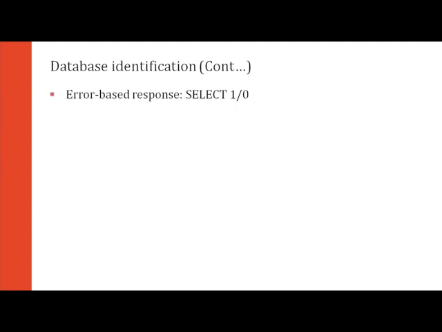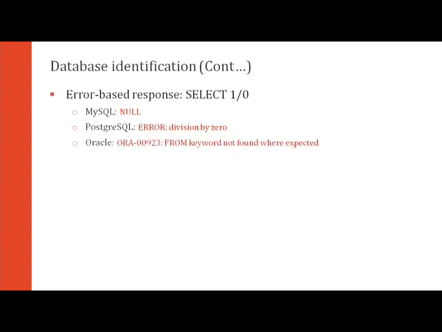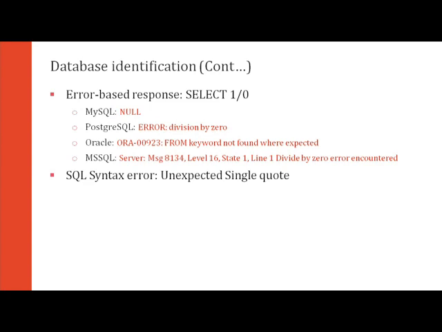We can also do error-based responses. In this case, we force a specific SQL query that we know is not valid, but we wait for the response, and based on the response we can decide what is behind it. MySQL, for example, is going to return a null. PostgreSQL can return a division by zero error. As you can see, Oracle returns a different error, and so does Microsoft SQL. So based on the error, it's pretty easy to identify what DB engine is behind.